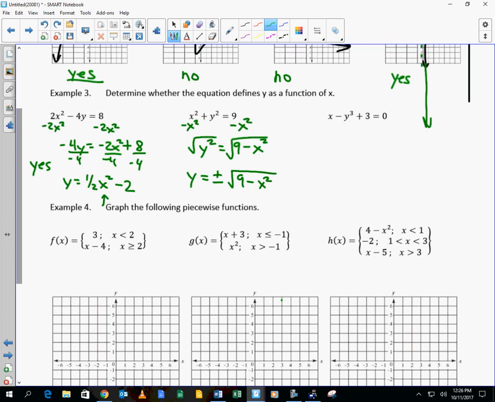So what that means is if I plug in 0, I get out 2 values. I get 3 and negative 3. Well, that defies what it means to be a function, right? An input of 0 gives us 2 outputs. Okay? Now, here's another way you can think about it. What shape does that make if you were to graph it?